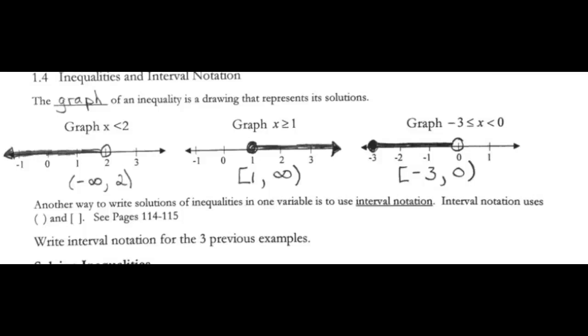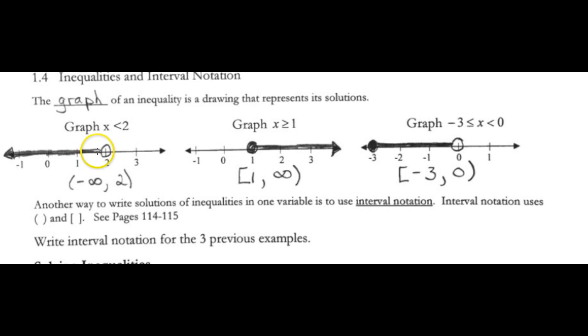Section 1.4, Inequalities and Interval Notation. The graph of an inequality is a drawing that represents its solution. Let's graph first x is less than 2. We want to start at the number 2. We're looking for numbers that are less than 2. 1 is smaller than 2, less than 2, 0, negative 1. So we use a hollow circle on our graph to show that we do not include 2. It is not included in the solution.